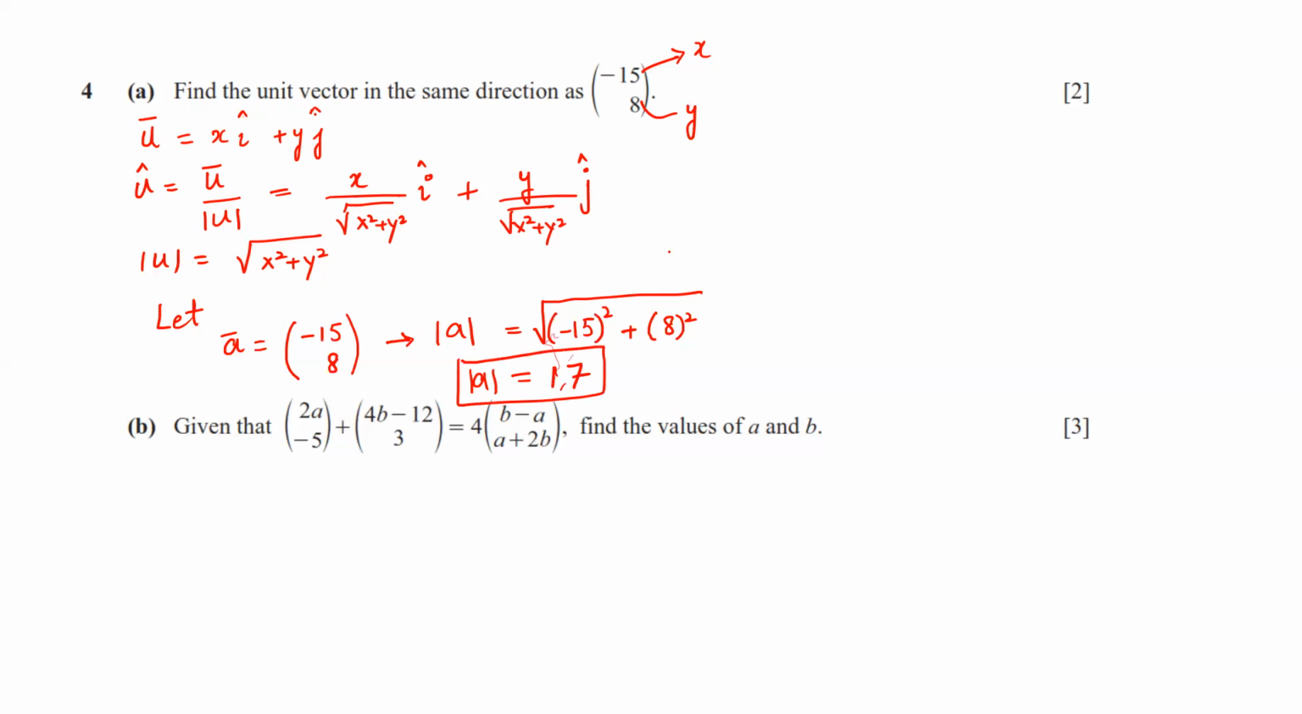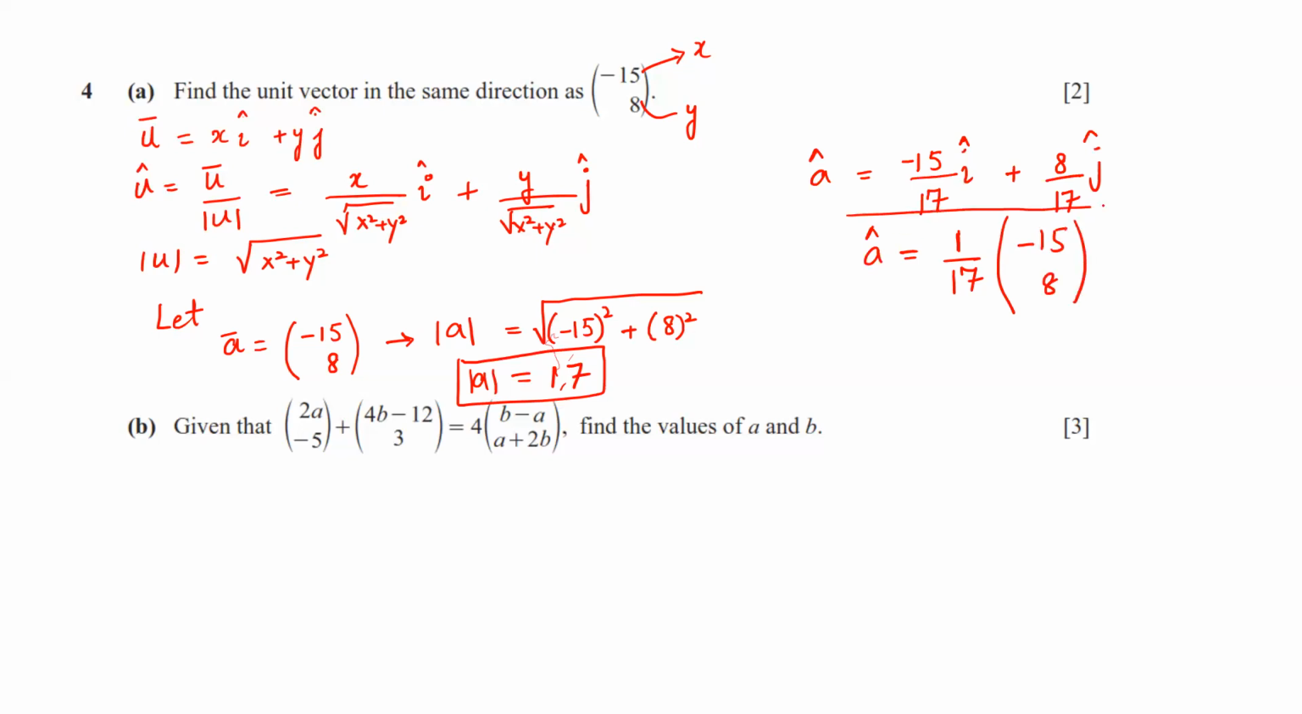So now in order to find the a unit vector, we divide: we'll have minus 15 divided by the magnitude 17 i hat plus 8 divided by the magnitude 17 j hat. This is the unit vector. So a unit vector can also be written as 1 by 17 times the vector minus 15, 8. So the unit vector for this will look something like this.